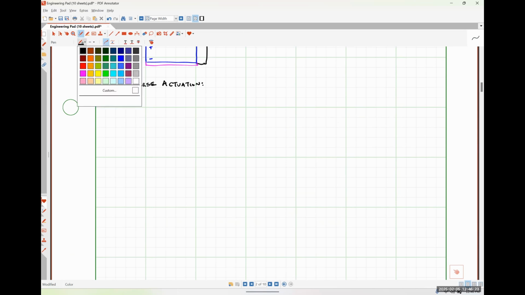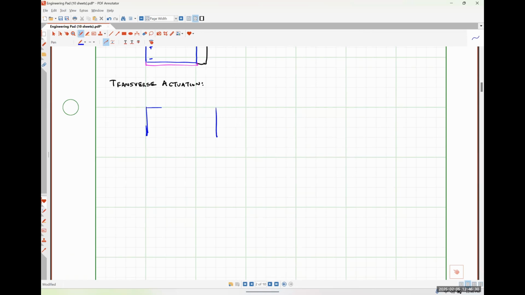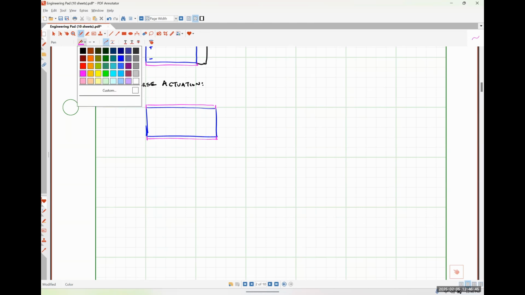So I'm going to start by drawing a little picture again so that we remember what it is we're talking about. So I've got a piezo element here. There's my top electrode and my bottom electrode. This area right here is A1. This area up here is A3.